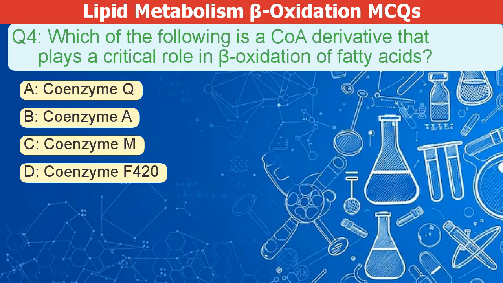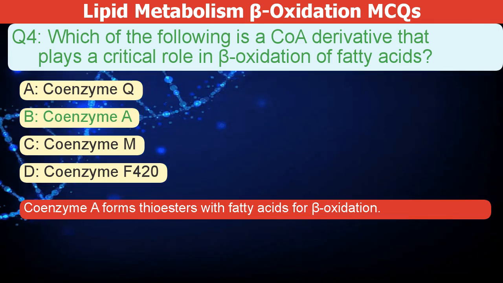Which of the following is a CoA derivative that plays a critical role in beta-oxidation of fatty acids? A. Coenzyme Q. B. Coenzyme A. C. Coenzyme M. D. Coenzyme F420. The correct answer is B. Coenzyme A forms thioesters with fatty acids for beta-oxidation.